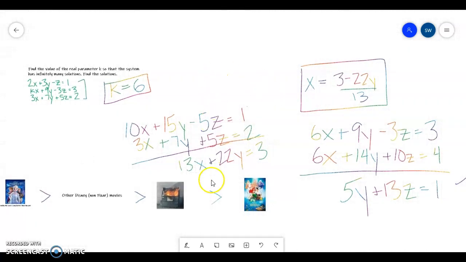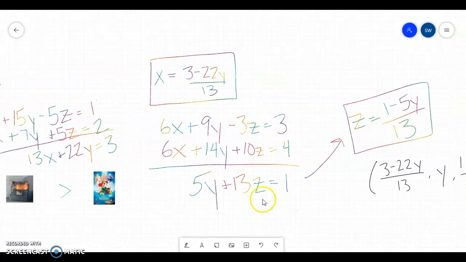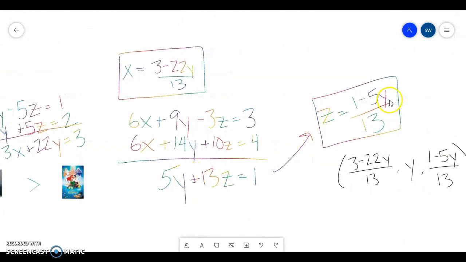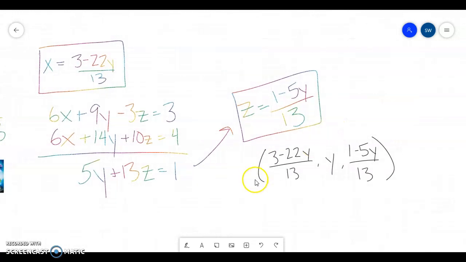So on this equation, I eliminated z. So next I need to eliminate y or x. It doesn't matter which. So I figured multiplying this top equation by 3 and this bottom equation by 2 was the easiest. When you do that, you get down to 5y plus 13z equals 1, which now I solve for z in terms of y. So now I have x equals something in terms of y, z equals something in terms of y, and I could write my set of infinite solutions x, y, z, all in terms of y.